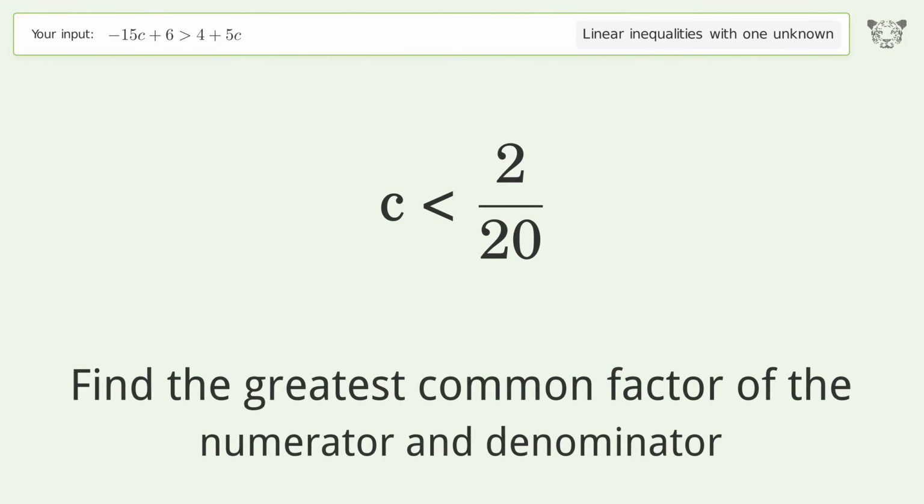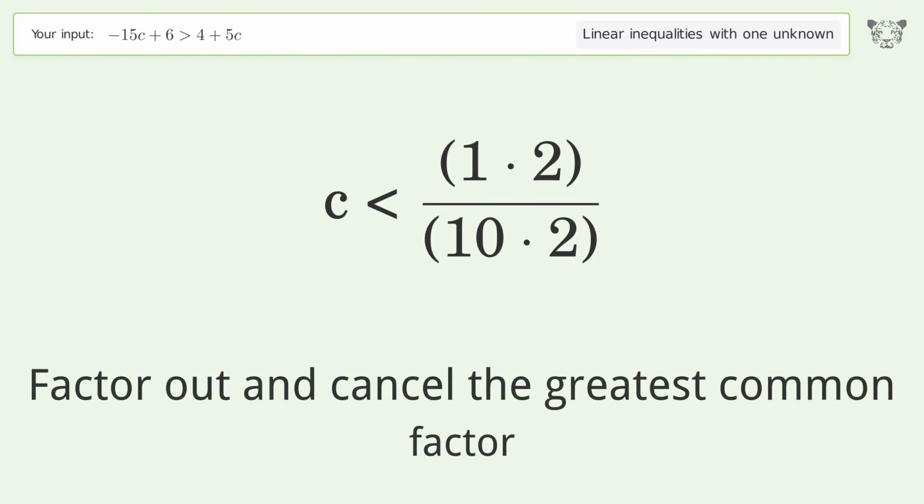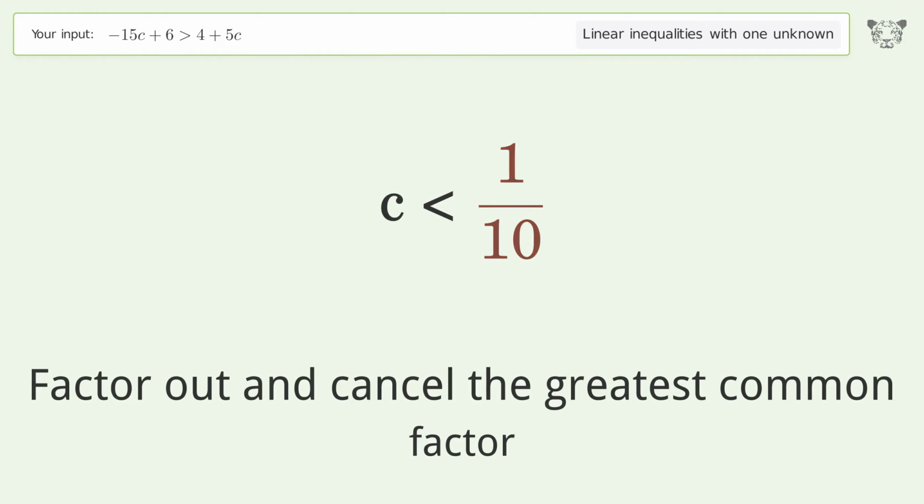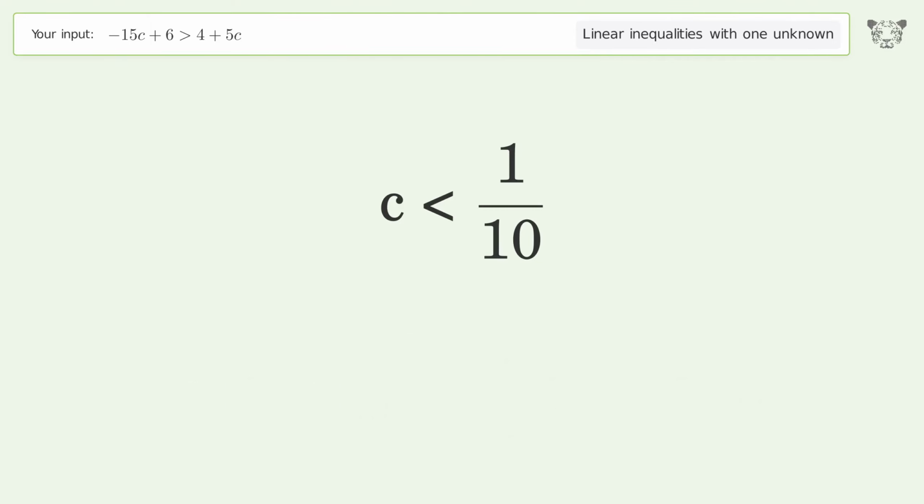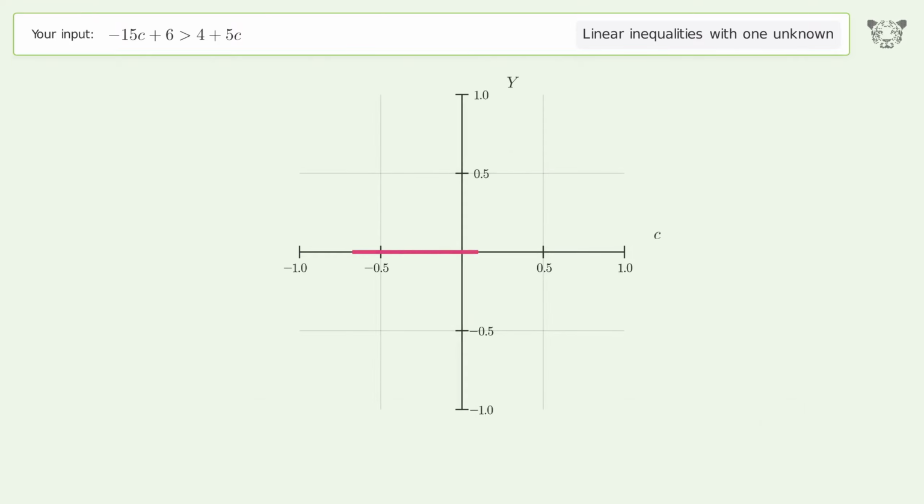Find the greatest common factor of the numerator and denominator. Factor out and cancel the greatest common factor. Plot the solution on a coordinate grid. And so the final result is c smaller than 1 over 10.